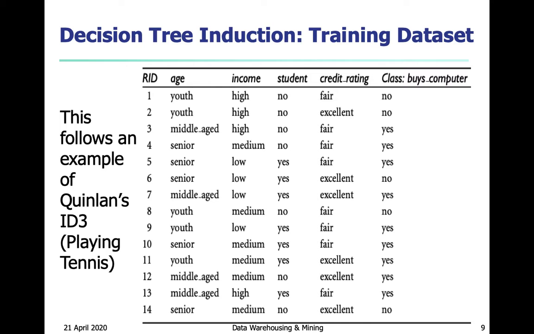Decision tree induction algorithms have been used in many areas like medicine, manufacturing and production, financial analysis, astronomy, and molecular biology. So these are the application areas where the decision tree induction algorithm is used.